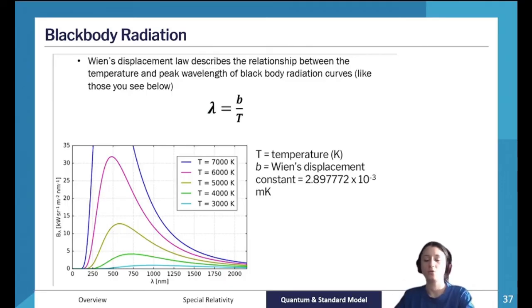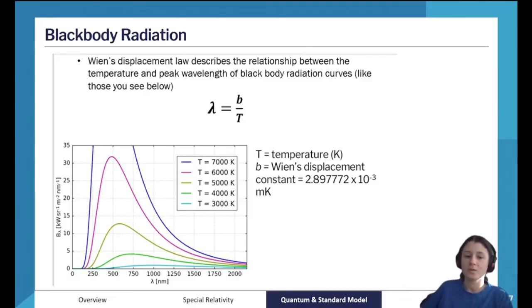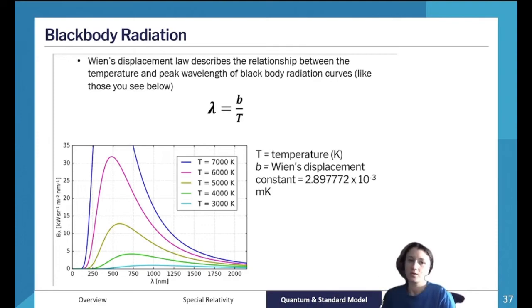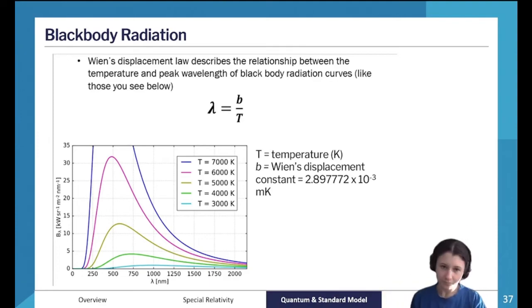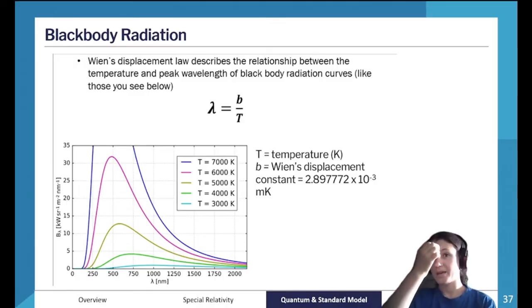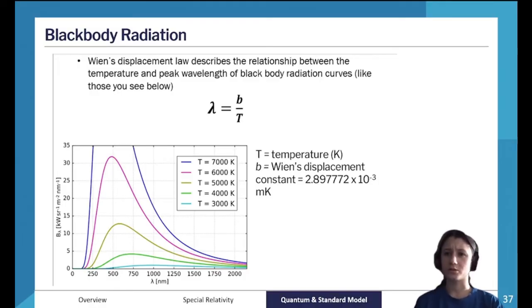The next important formula that you need to know in relation to this is the maximum wavelength of the curve. Wien's displacement law describes the relationship between the temperature and the peak wavelength of the black body radiation curves. This is equal to: the wavelength is equal to b, which is Wien's displacement constant, divided by the temperature T. So it's important to remember that the temperature is in kelvins.